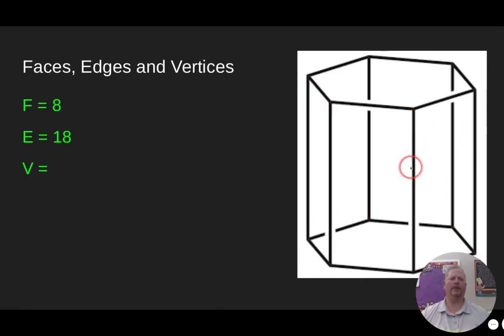So now let's go ahead and count the vertices. So I'm going to be smart about this too. I'm not going to go through and just randomly count each vertex. But instead, let's count all the vertices up at the top. So there's 6 vertices at the top, and then 6 vertices down below. So that's a grand total of 12 vertices.